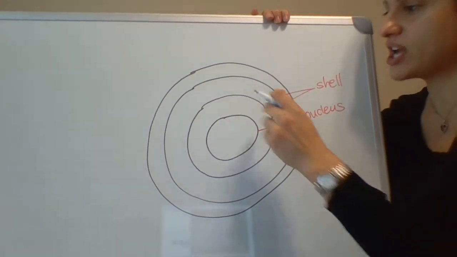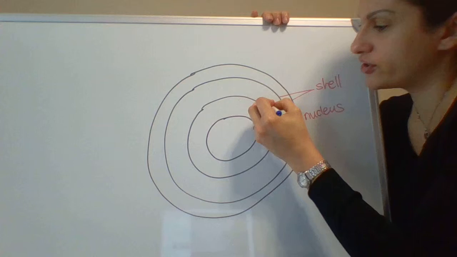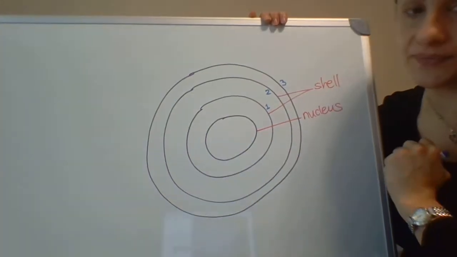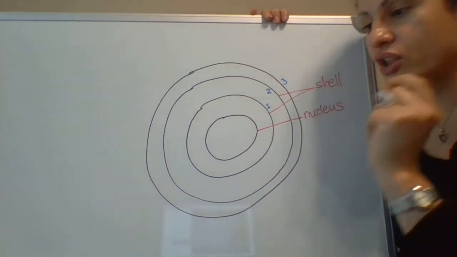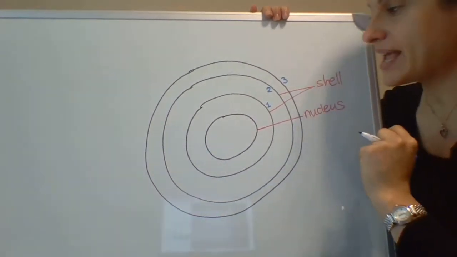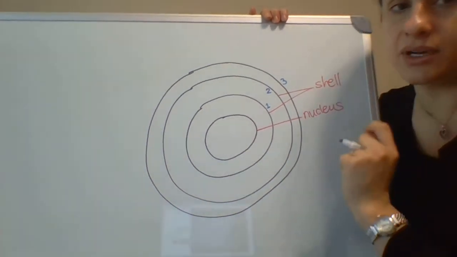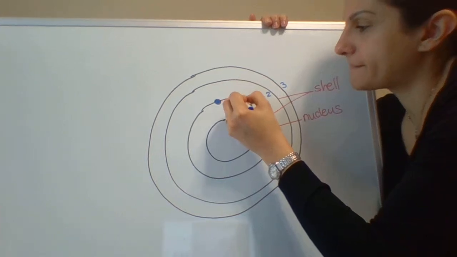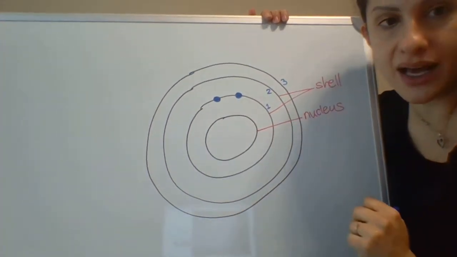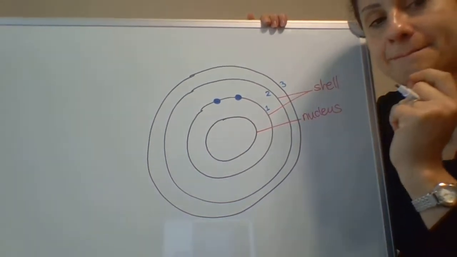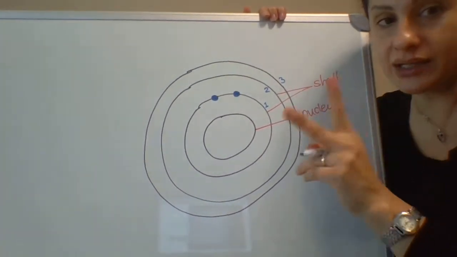So this is shell number 1. So this is our first shell. This is shell number 2. This is shell number 3. Shell number 1, so the first shell, can have a maximum of 2 electrons on it at one time. So shell number 1 contains a maximum of 2 electrons.